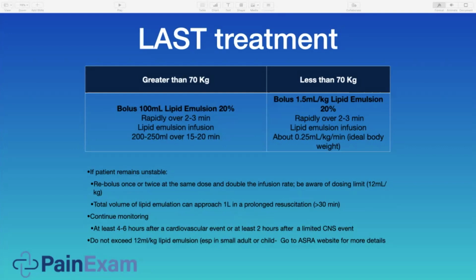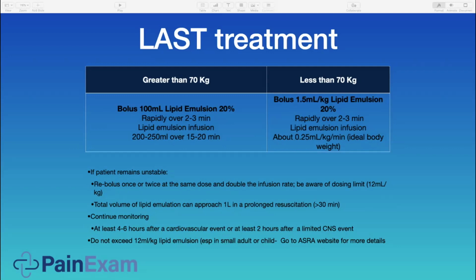There is a dosing limit of 12 milliliters per kilogram. The total volume of lipid emulsion can approach 1 liter in a prolonged resuscitation. This is over 30 minutes. And then you continue monitoring at least 4 to 6 hours after the cardiovascular event, or at least 2 hours after a limited central nervous system event.